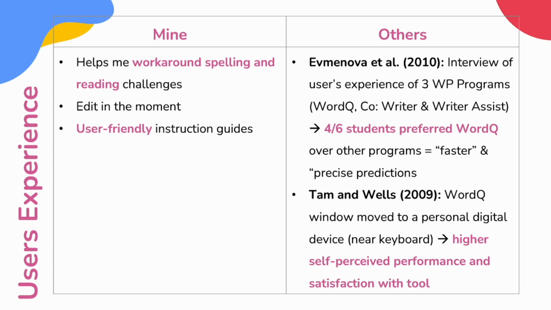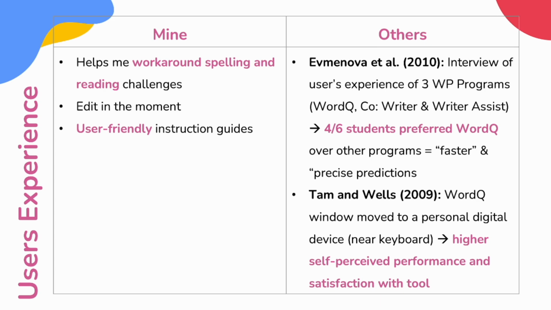Taking a look at others' experiences, Ivanova et al. 2010 conducted a study to test the efficacy of three word prediction programs, including WordQ, Co-Writer, and Writer Assist, to see how these programs support students with writing disabilities. Authors conducted interviews with six students. Four out of the six students in the study preferred WordQ over the other programs. They said WordQ was faster and was better at predicting words.